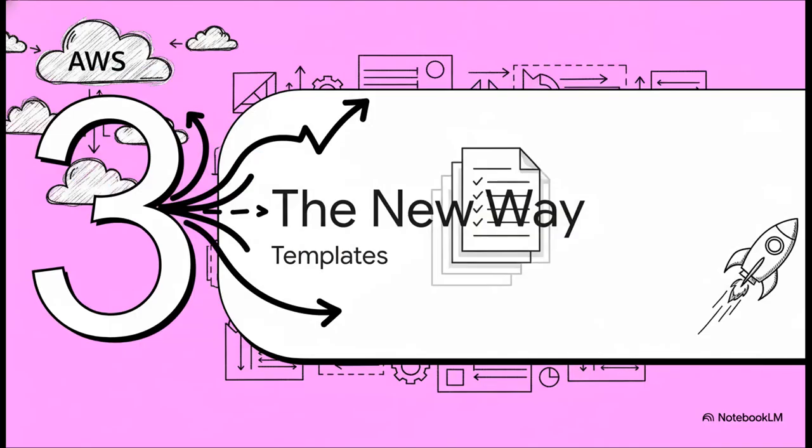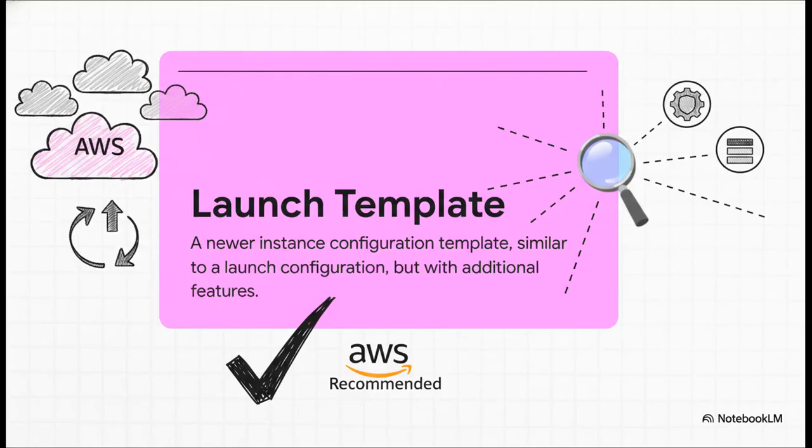Thankfully, AWS saw how painful this was, and they gave us something much, much better. They introduced a modern successor designed to solve this exact problem, the launch template. And trust me, this is where things get really good. At a basic level, a launch template does the same job. It tells your auto-scaling group how to launch an instance. But it comes packed with all these powerful new features that make it the clear winner. It's absolutely the AWS recommended choice for any new stuff you're building.